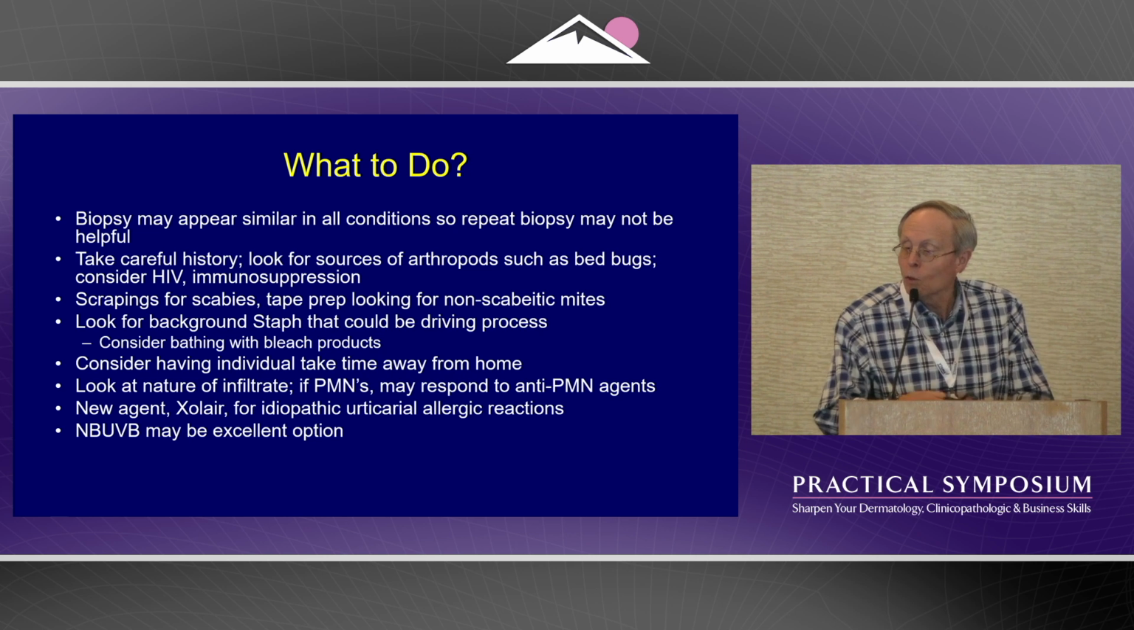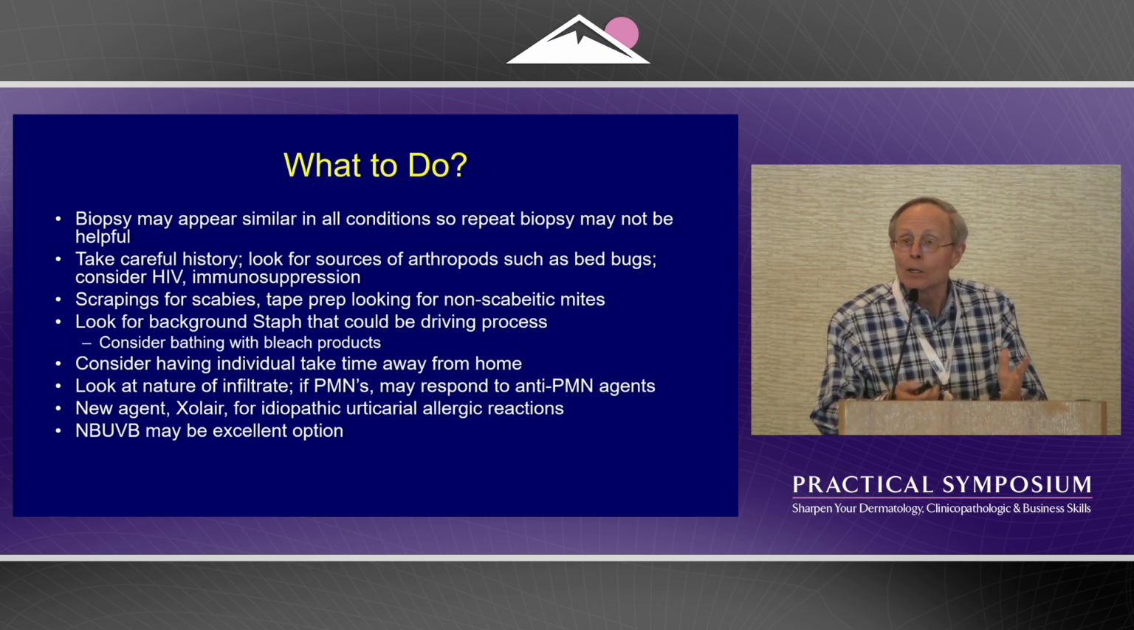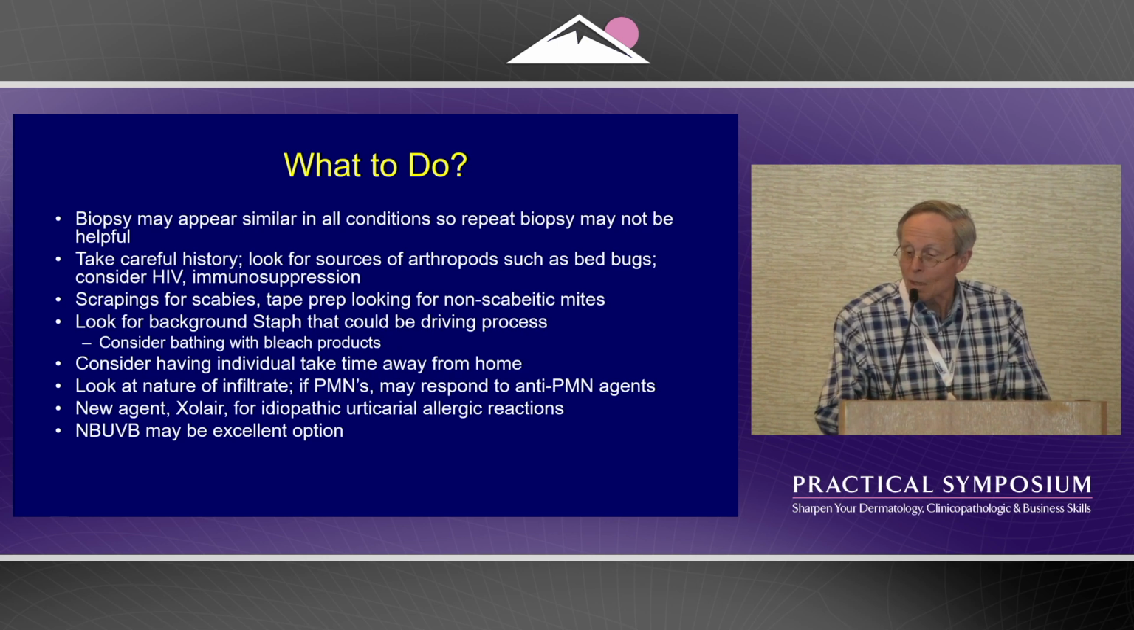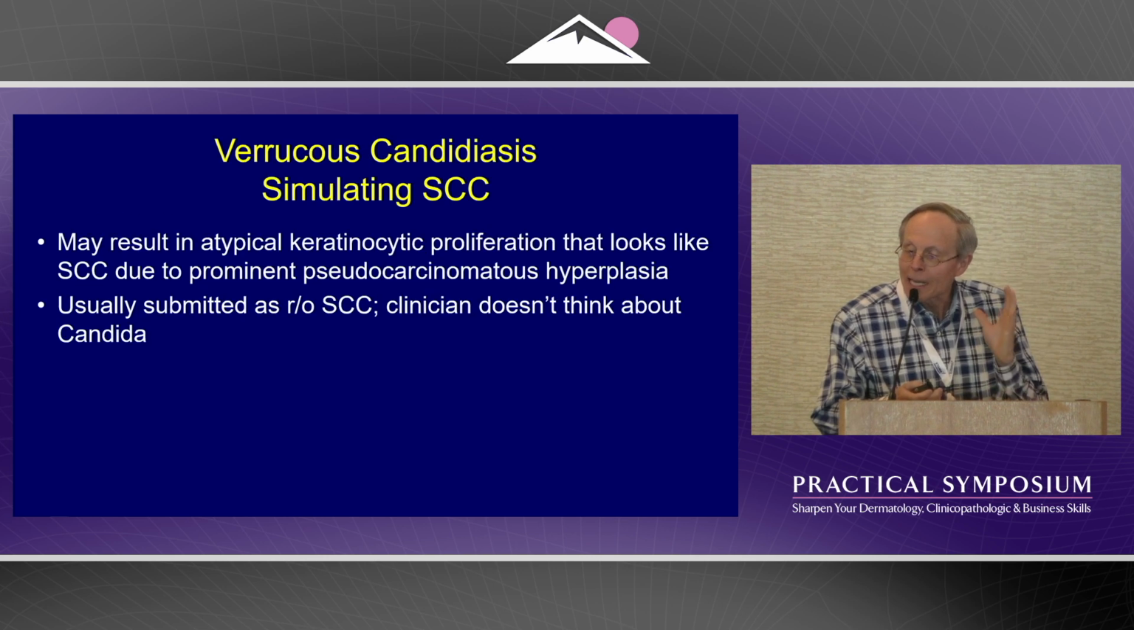So try Xolair maybe, try Dupixent. So say this thing has got EOs in it. I'm not sure what it is, but I'm going to try it. And then you can also use narrowband ultraviolet light. So this is kind of where you're using the biopsy to guide your treatment when you're not really able to make a definitive diagnosis. And so we can help you in that situation.